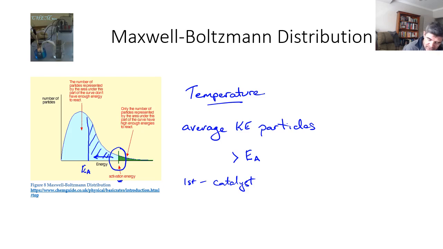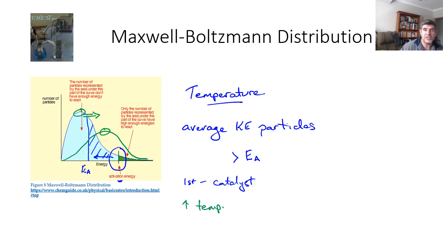An alternative to this is to increase the temperature. Now, changing the temperature doesn't just shift the whole graph forward, if you like. It changes its shape somewhat as well. So there will still be a slight skew on this graph. I've drawn it a little bit too symmetrical. But what you will notice is the peak has certainly shifted forward.